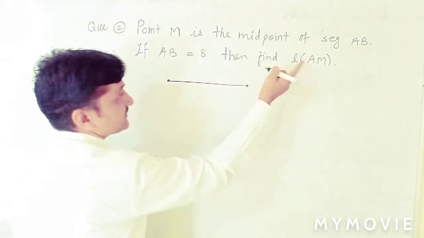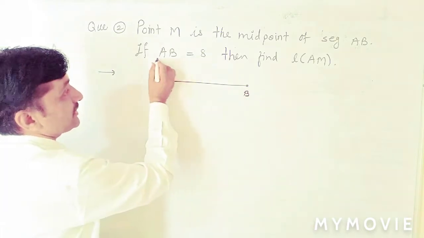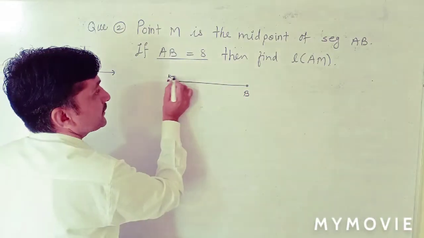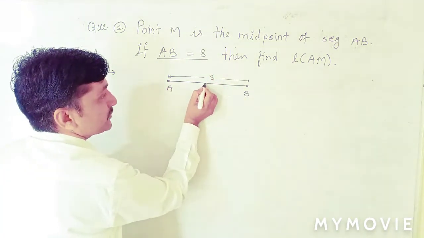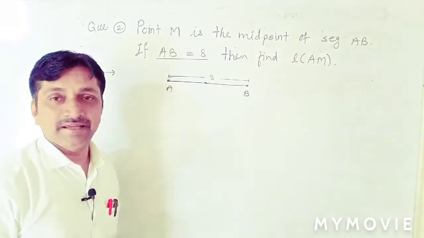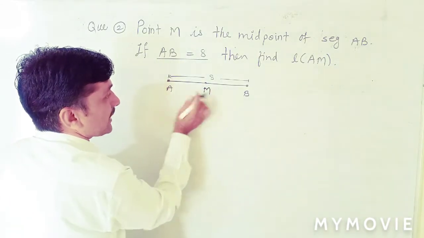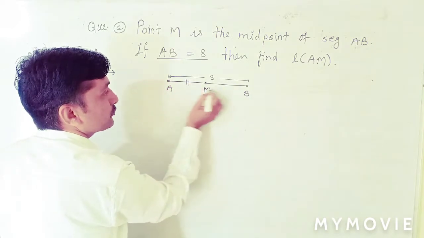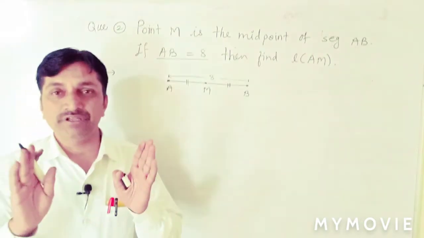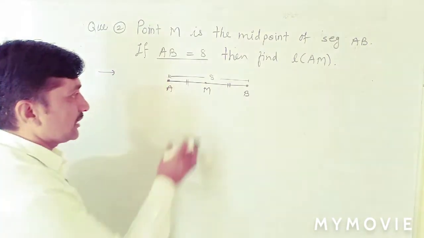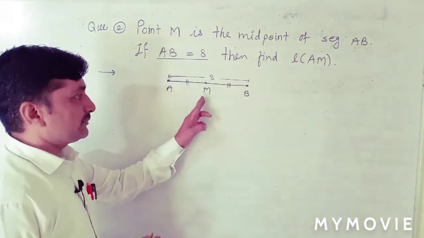Now this is segment AB, and the length of this AB is given 8. M is midpoint. Midpoint lies exactly at the middle. Because of this M, AB is divided into equal parts. Now here AM and BM, these are two equal, congruent parts. Here I showed the identical mark. It means that M is midpoint.